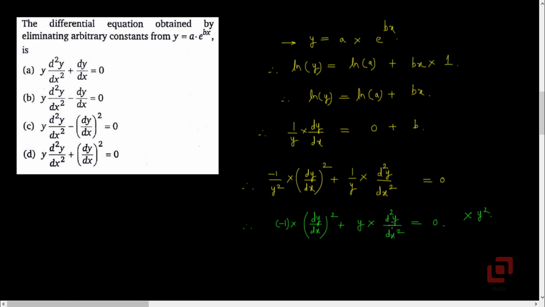So the coefficient of d2y by dx squared is y. In all four of them, this term exists. Let us now go to dy by dx squared with the negative sign. This term is present only in option C. In options A and B, we only have dy by dx. In option D, we do have dy by dx raised to 2, but its sign is positive. So the correct option to this question is C.